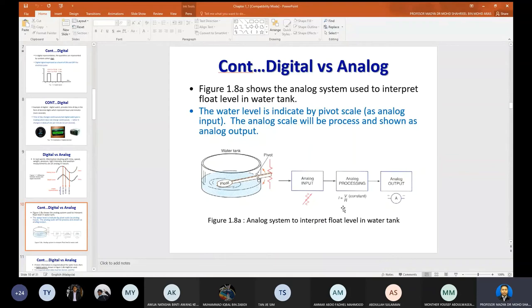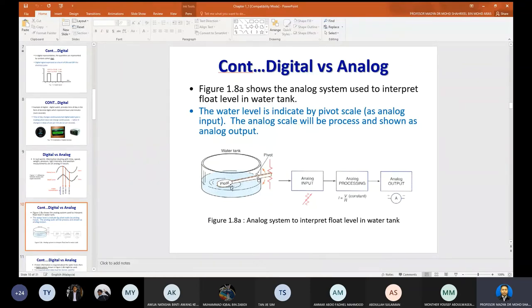For example, they use Ohm's law, and to calculate the current, they use V over R. Normally V is the constant, for example 6 volt or 12 volt. Then the variable is the R here, which is the resistor. The value of the resistor depends on the float here, so the amount of water.